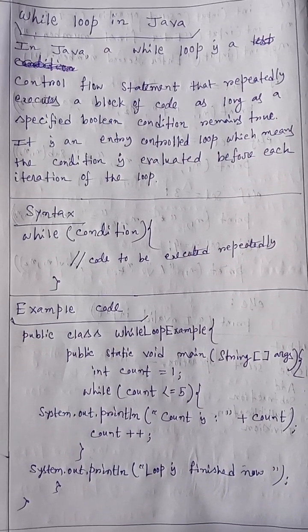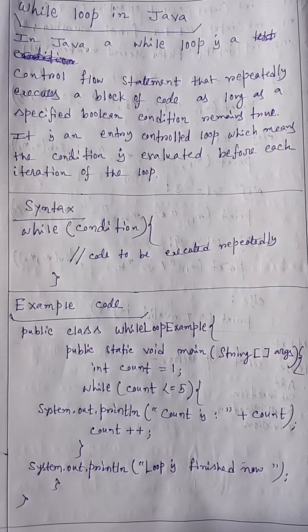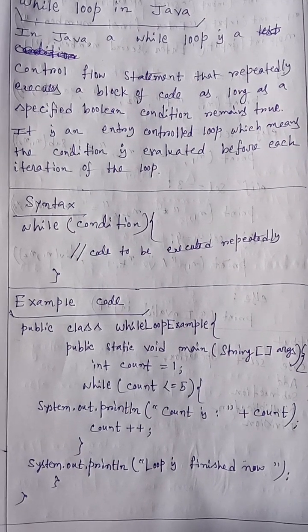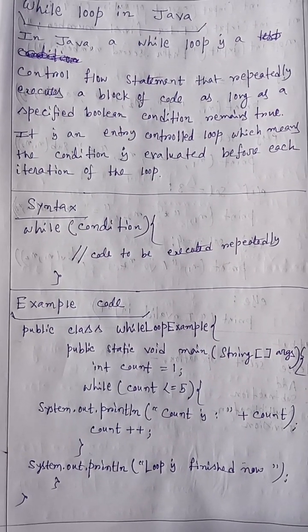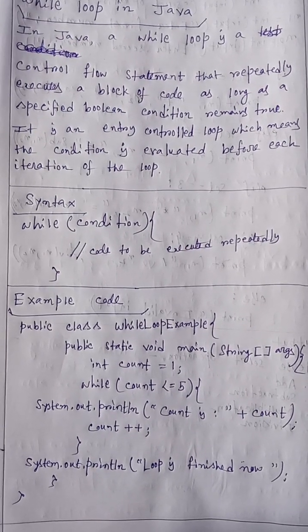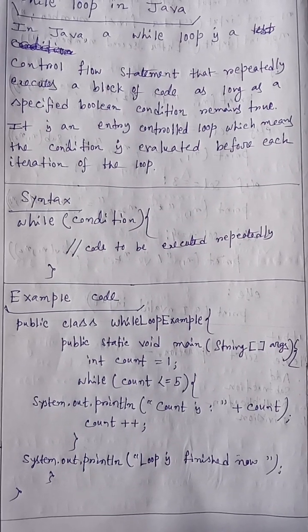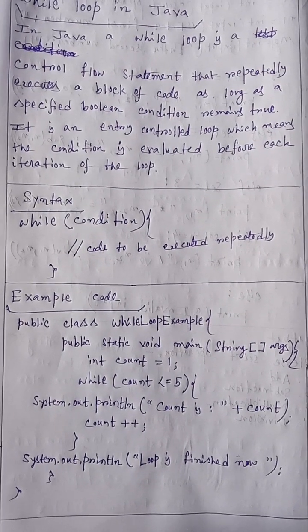Hello dear students, in this lecture we will study while loops in Java. In Java, a while loop is a control flow statement that repeatedly executes a block of code as long as a specified boolean condition remains true. It is an entry control loop, which means the condition is evaluated before each iteration of the loop.